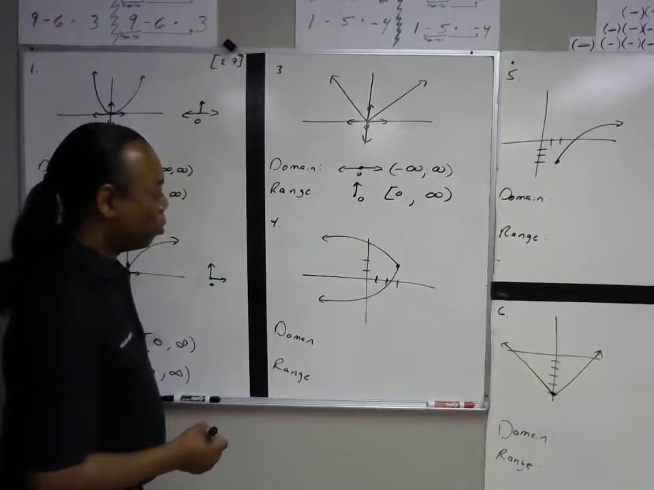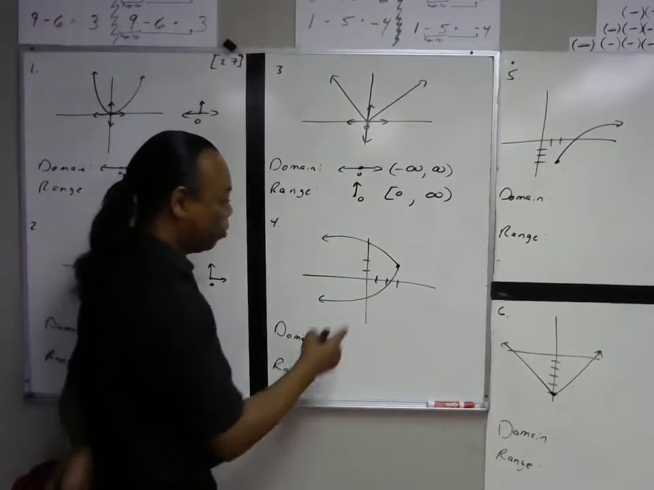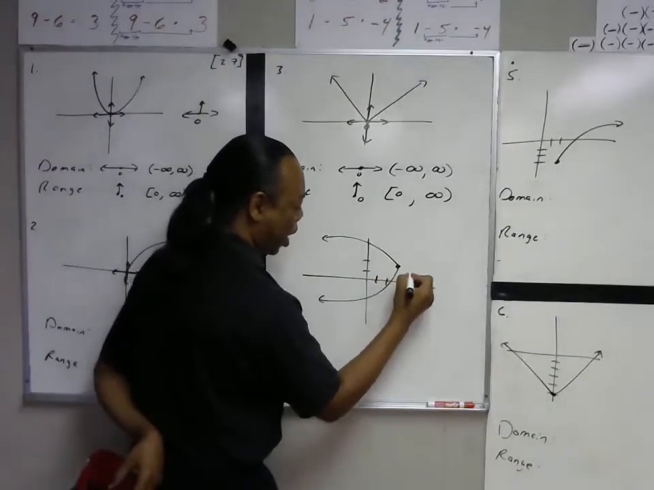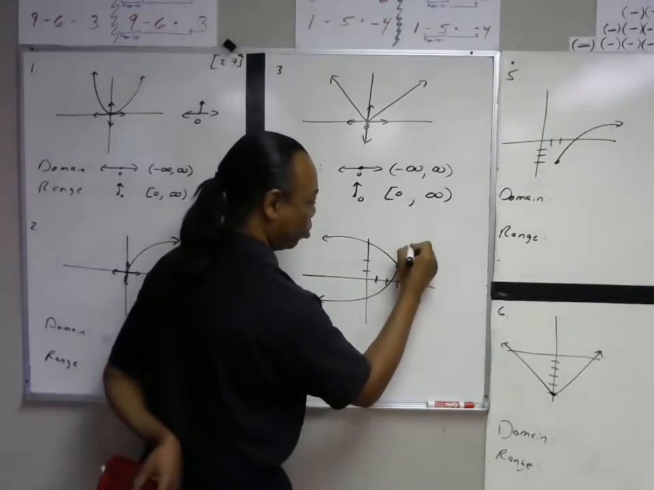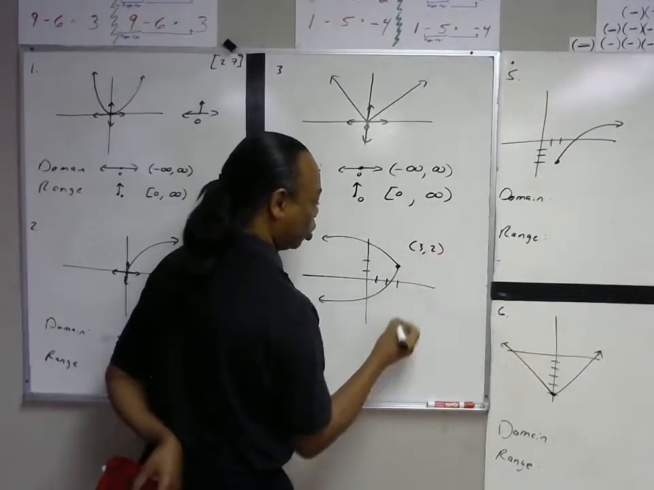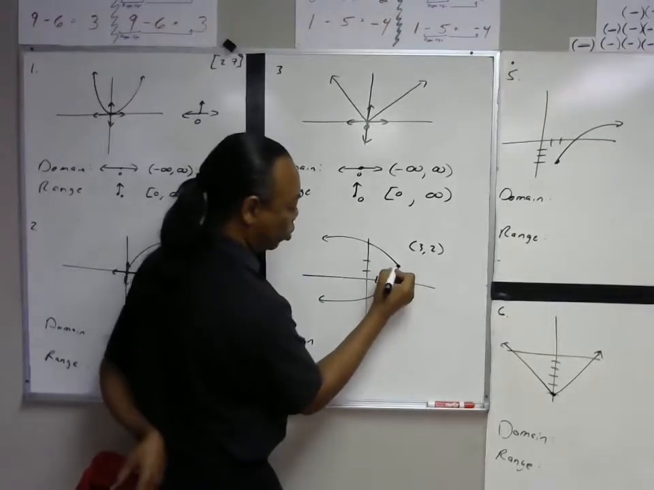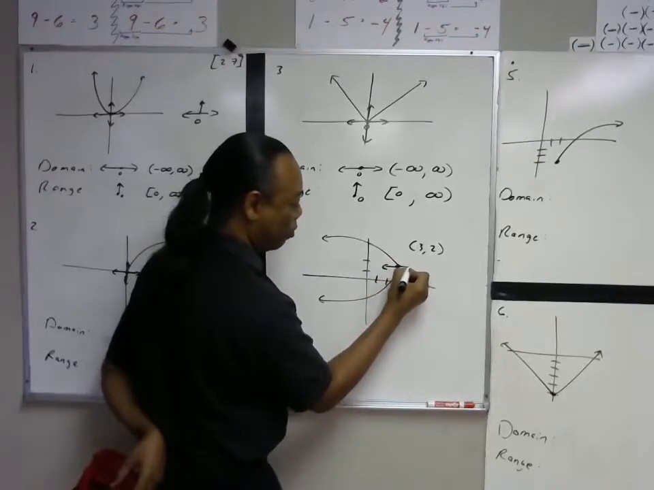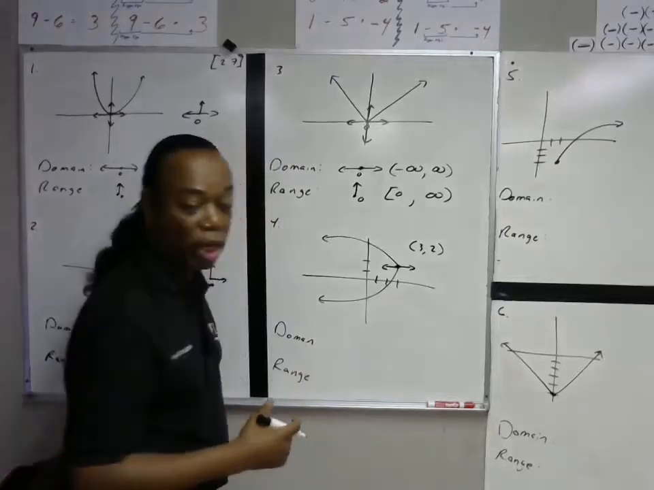Okay, number 4. The vertex is right here at (3, 2). So we're going to look at how far to the left this goes at (3, 2), and how far this goes right. And that will tell us our domain.